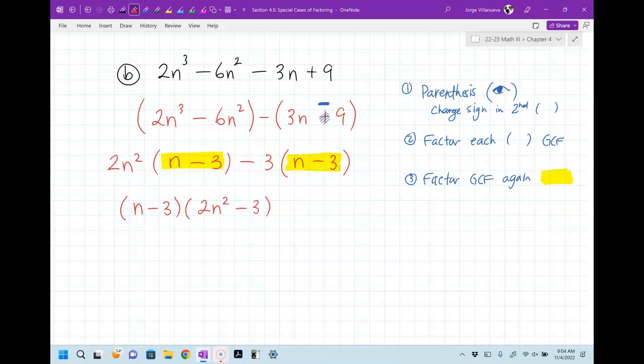Now, does the second parenthesis look like a difference of 2 squares? Kind of. Can I write 3 as something squared? No. Can I write 2n squared as something squared? A 2. No, there's nothing that I can square besides a radical 2, but we're not doing that. If I square 1, it's 1. If I square 2, it's 4. There is no square for 2. So that means I'm done.